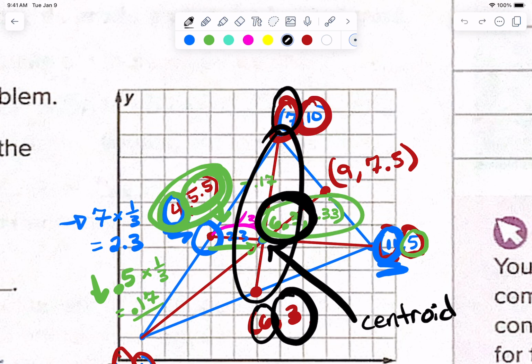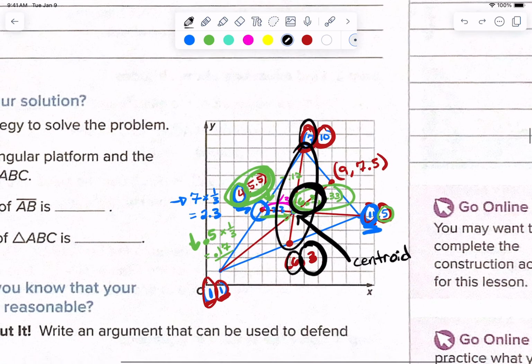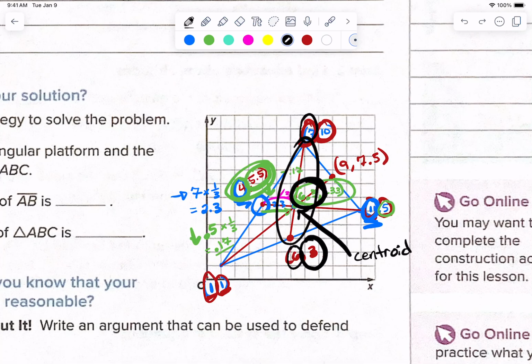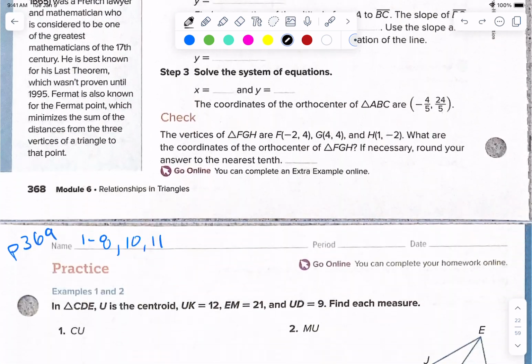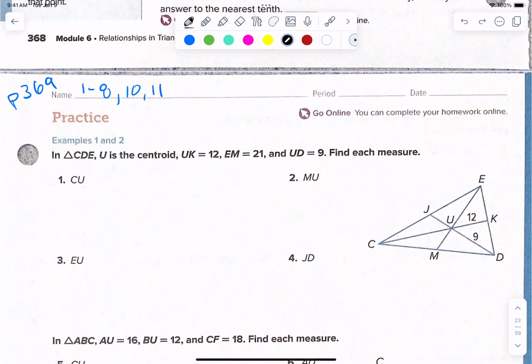You have one that's like that, I think. Maybe two that are like that on the homework. But the rest of them are really straightforward. So attempt those. Try and see if you can figure out where that centroid's located. That's all I have for you for today. 1 through 8, 10, and 11.